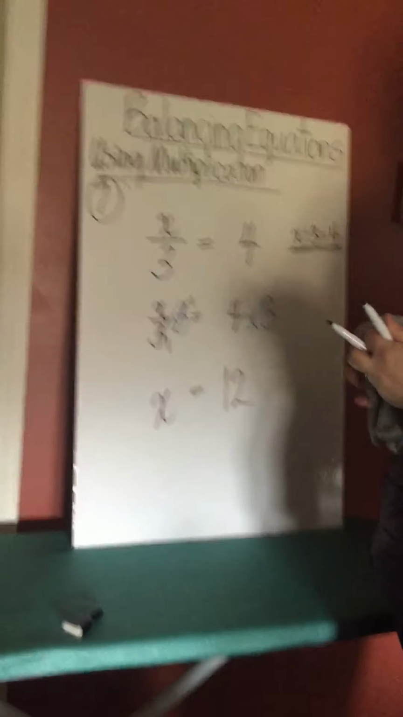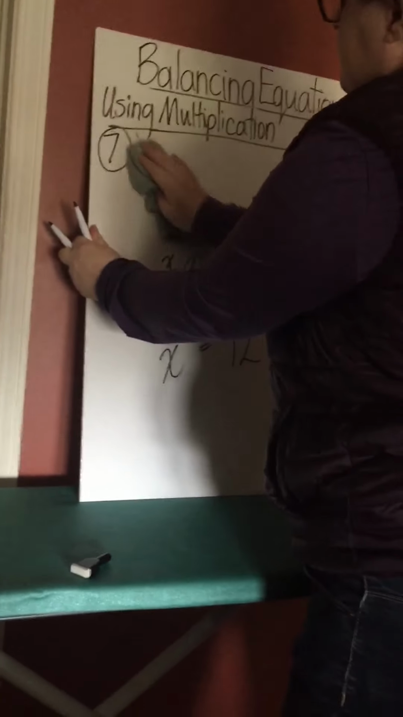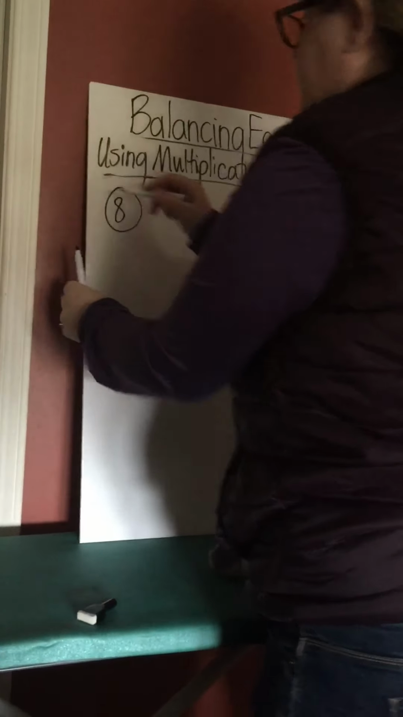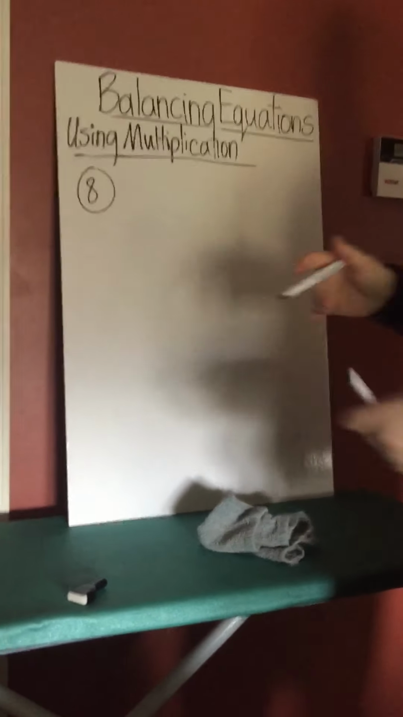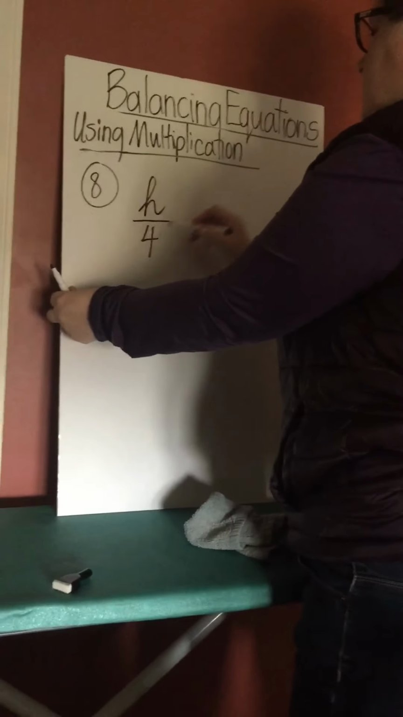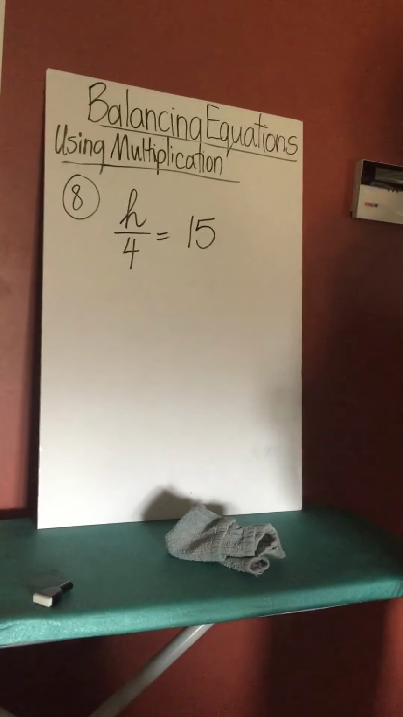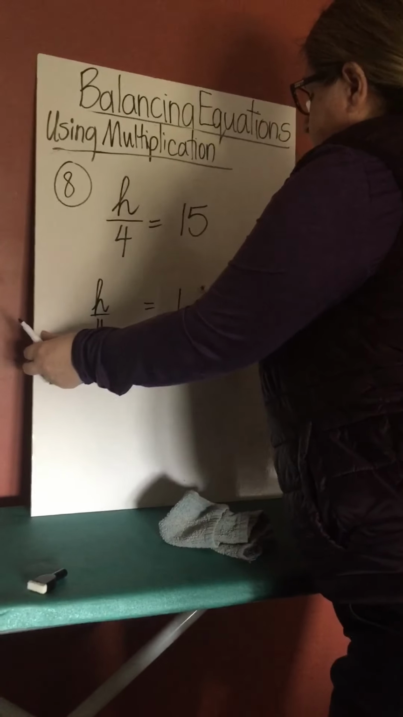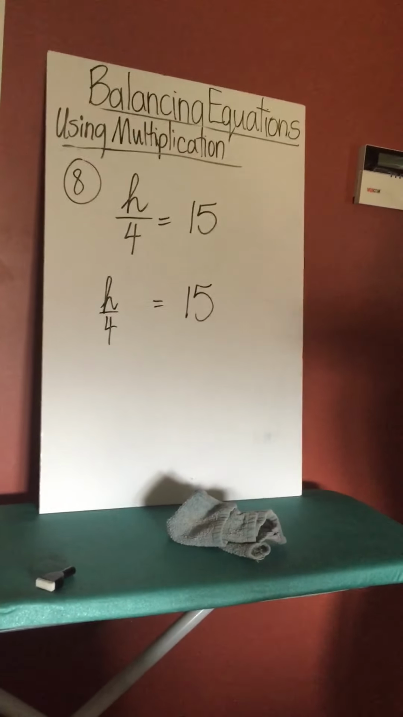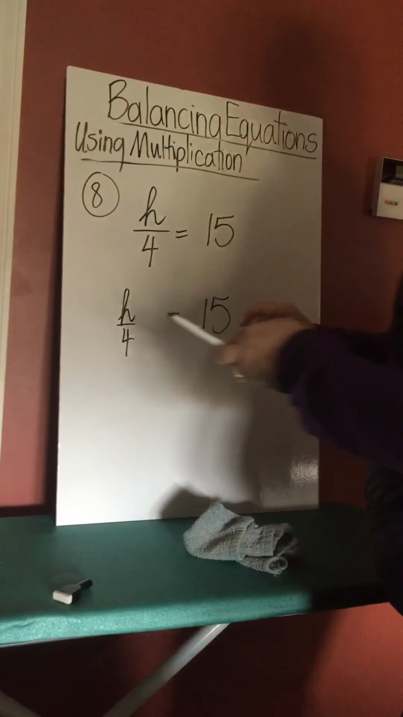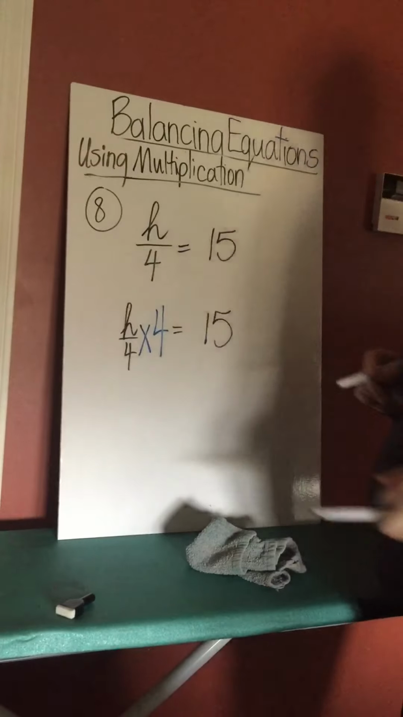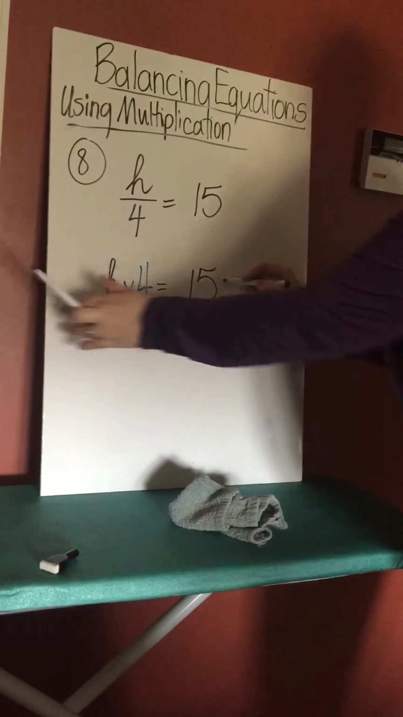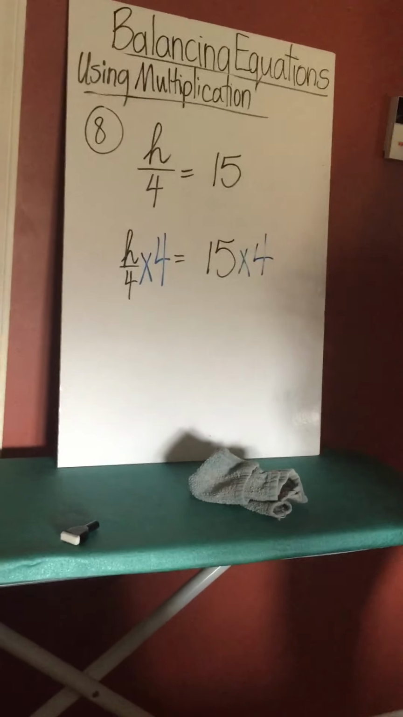And I have one final example to go through. Number 8. Number 8 says h divided by 4 is equal to 15. As you can see, our h over 4 is blocking the h from us because it's being divided by 4. So we're going to multiply by 4. You could have written that 4 over 1, doesn't really matter. But whatever you do on one side of the equation, you must do on the other.